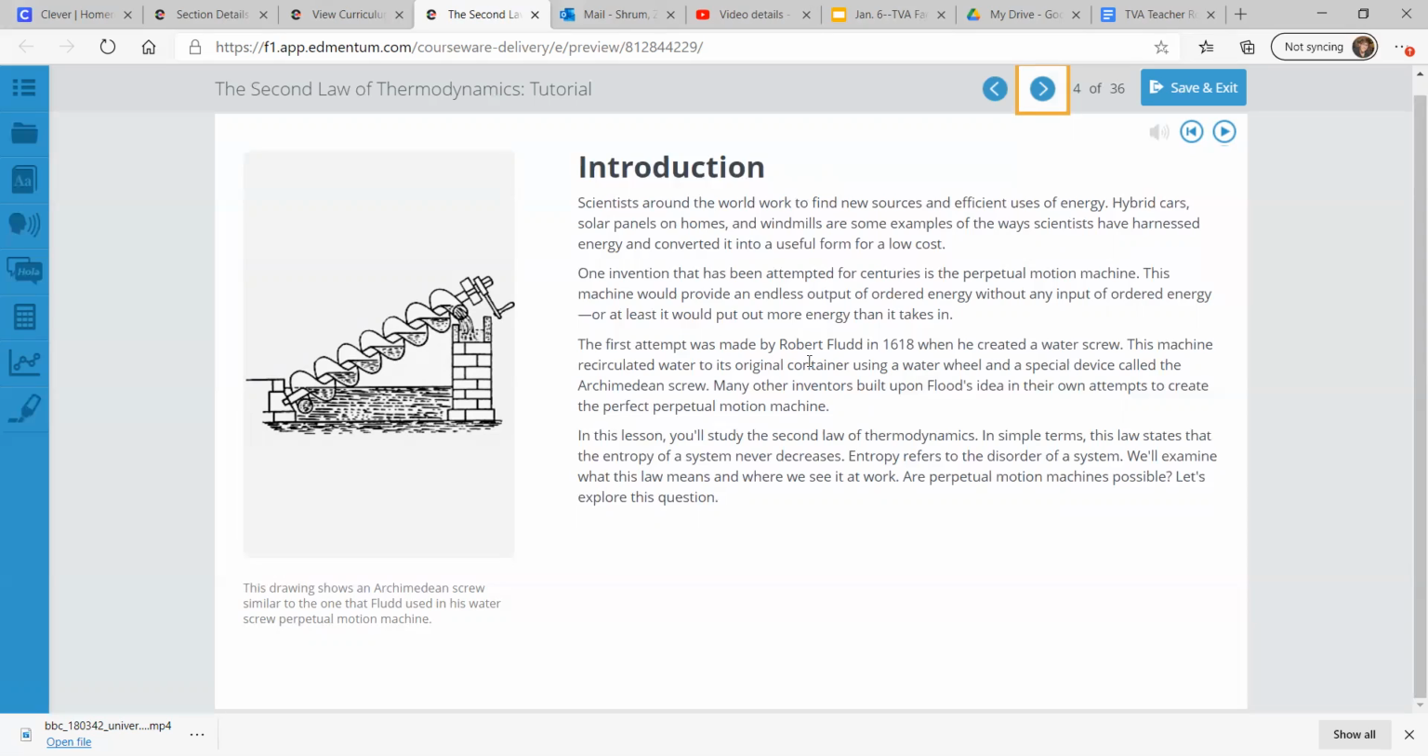In this lesson, you'll study the second law of thermo, and in the most simple terms, this law states that entropy of a system never decreases, and entropy is the disorder of a system. That's how chaotic something is. And that means things do not usually become more organized in the real world. It's like if you drop an egg, once that egg is cracked, you can't uncrack that egg. That's sort of the idea, is that as time moves along, things tend to become more disordered and not more ordered. And we'll look at what that means later.